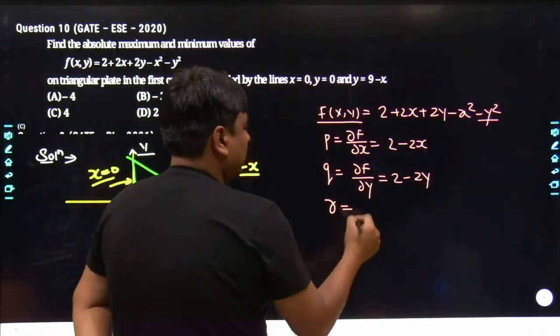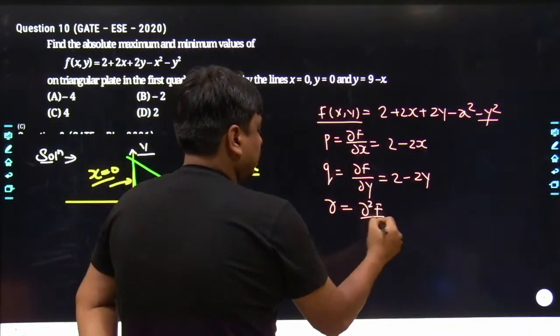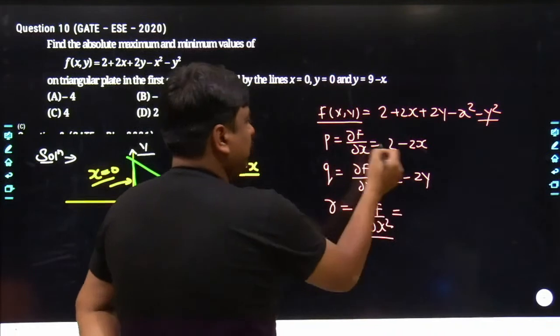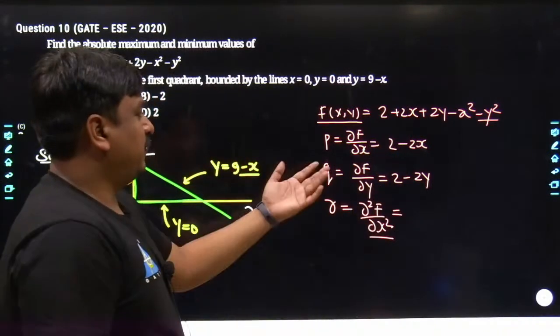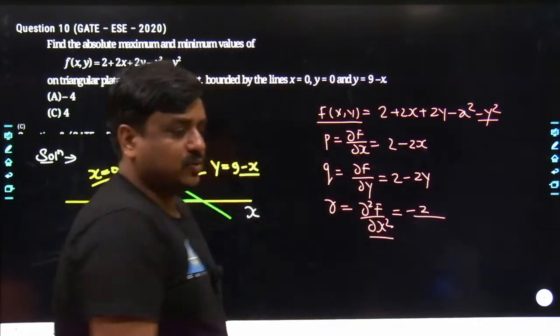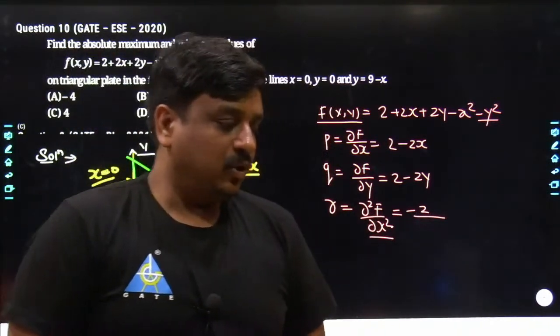In the same sequence, we are going to take r. What does it mean by the r? The r is the partial differentiation of f with respect to x twice. So you can take the reference of p now, and just differentiate once again with respect to x. The result we are having is simply going to be minus 2.